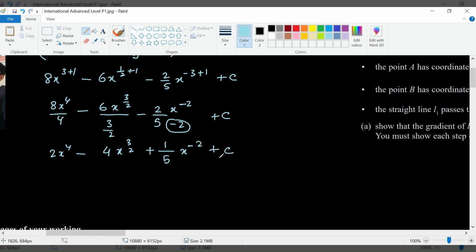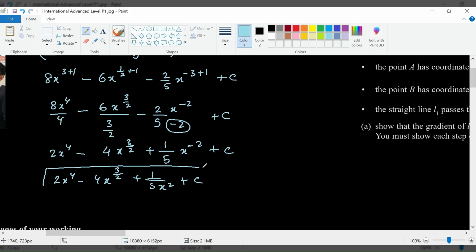Now when it comes to the final answer, it is going to be this one: 2x to the power 4 minus 4x to the power 3 over 2, and plus 1 over 5 x to the power negative 2. If you want to write it with positive exponents, you can write one more line like this: 4x to the power 3 over 2 and plus 1 over 5. Bring this exponent down and make it positive, and this is going to be your final answer for question number 1 to get full marks.